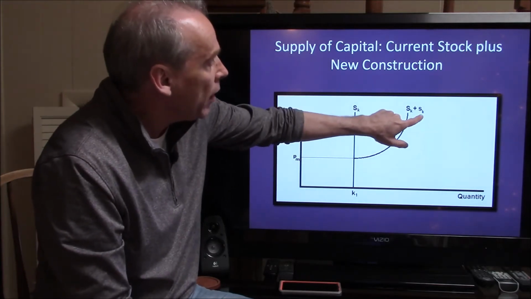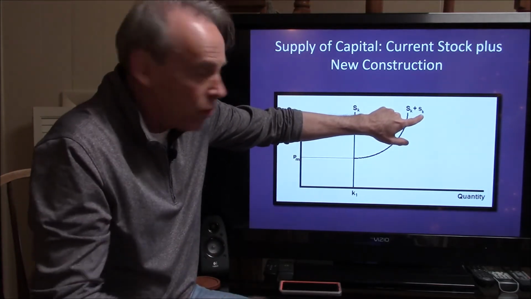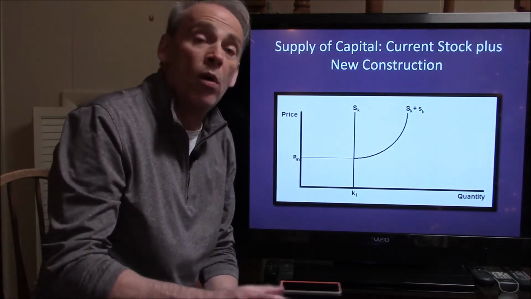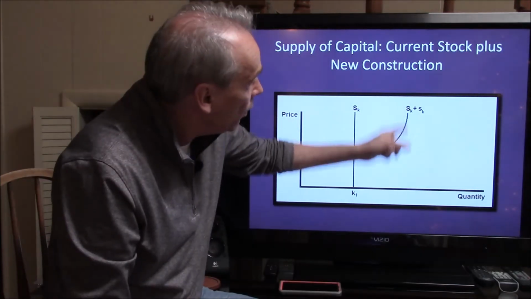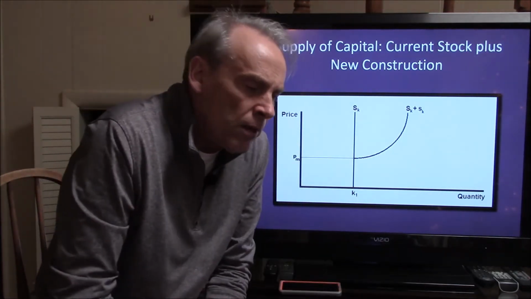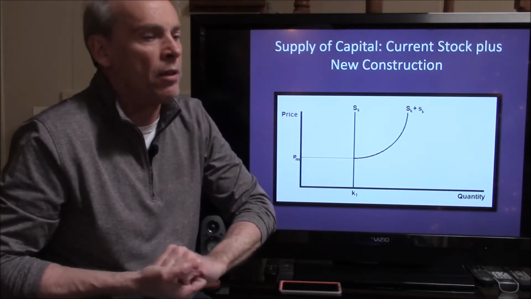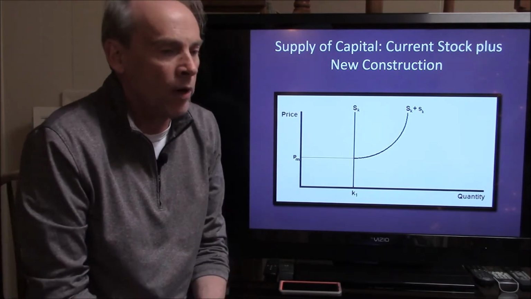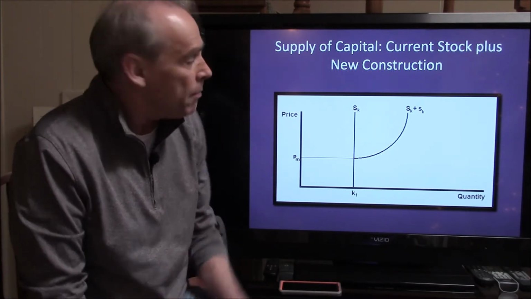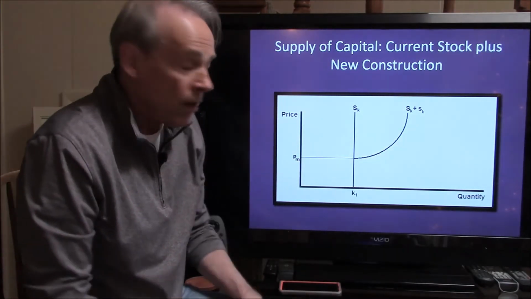And by the way, the lowercase s sub k is the new construction. The uppercase S sub k is what's already built. And notice it goes vertical here. Theoretically, there's only so many restaurants we can build. Given our current amount of supplies and construction equipment and skilled workers, there's only so many we can build in a given time period, so it goes vertical at some point.